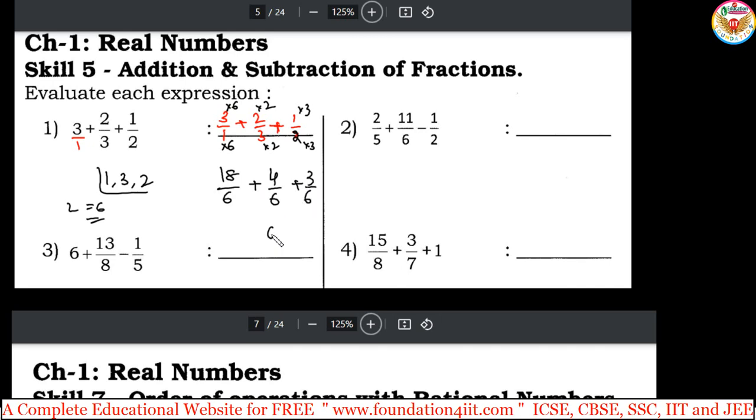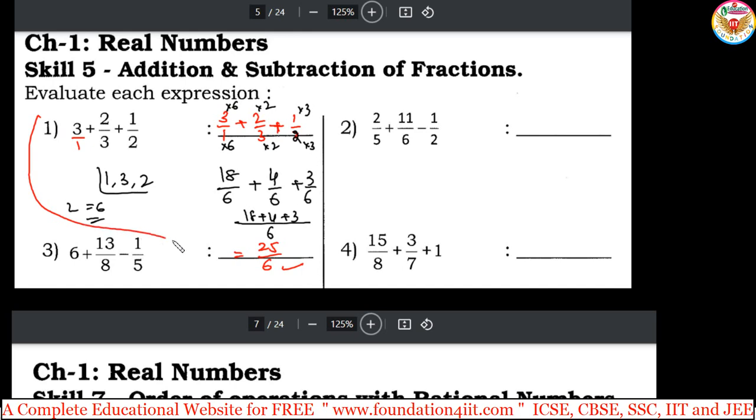Now, in the same denominator, you can keep the denominator and add the numerators: 18 plus 4 plus 3. You only have to add the numerators. That is 18 plus 4, 22, plus 3. So 25 divided by 6 is the answer.